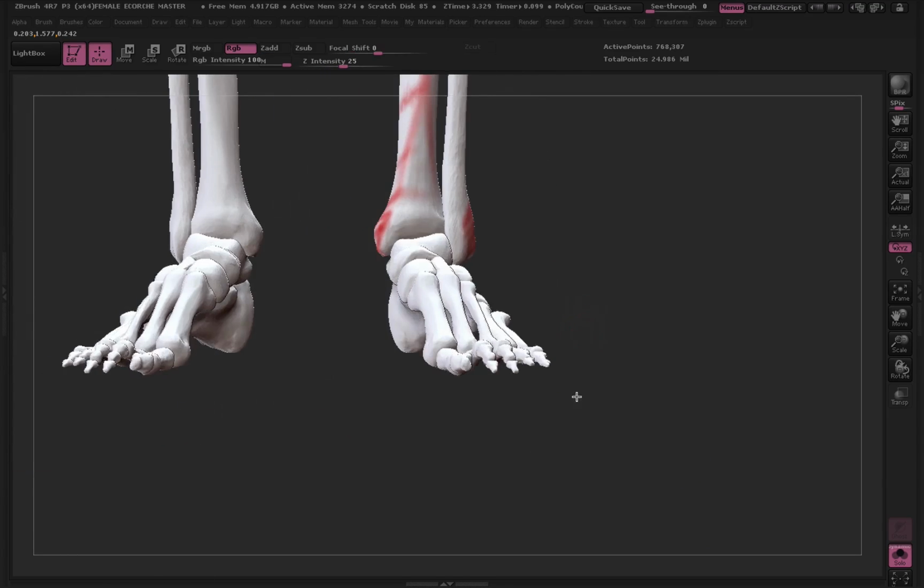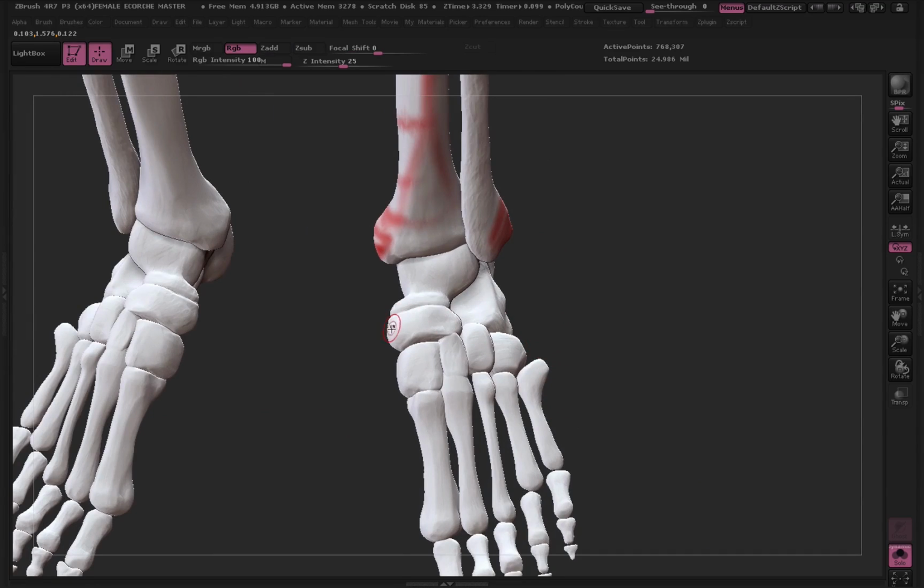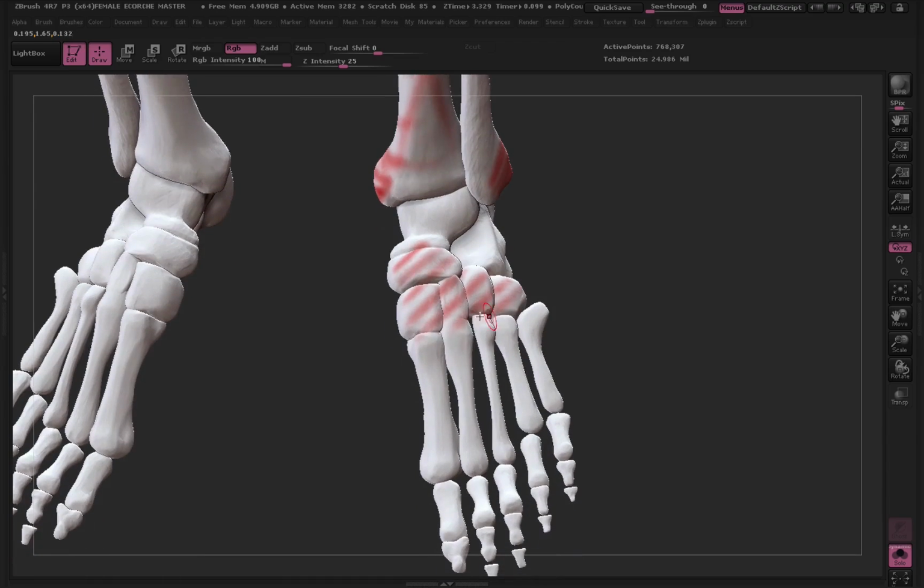Nearly the whole of the top surface of the foot is subcutaneous. This is going to be true for the hands as well.